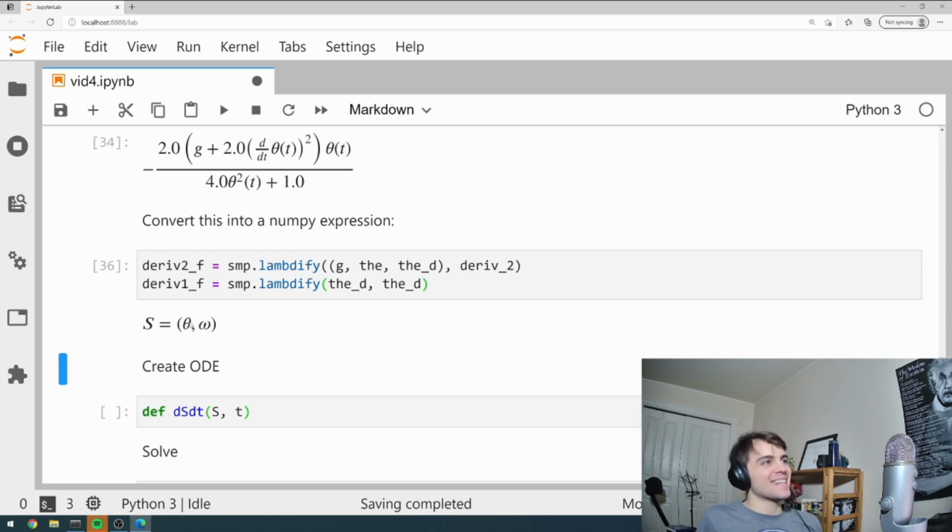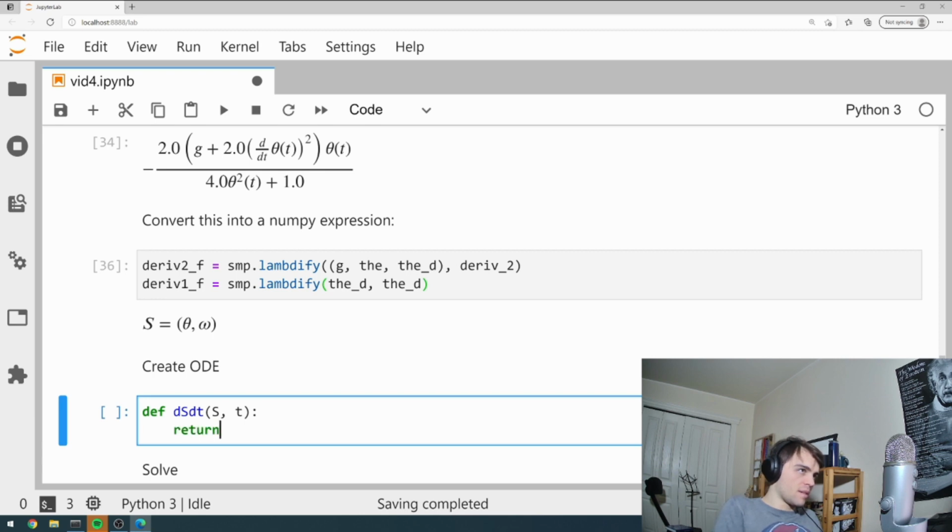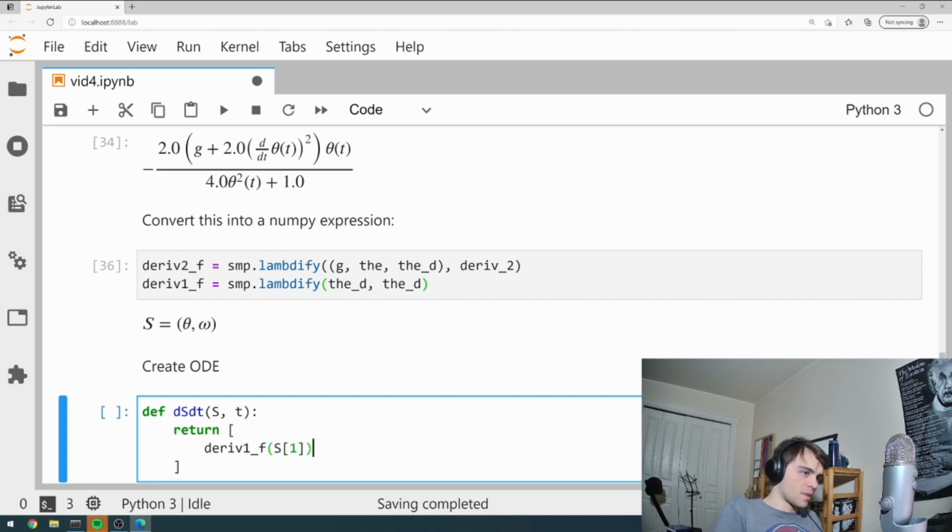And it has to take in s itself and return the derivative, ds dt, which is d theta dt and d omega dt. So it has to return a vector, and it returns derive 1f. This right here is d theta dt. And what's it doing? Well, s1, that's omega. So we're saying d theta dt is equal to omega, right? That's very simple. We have two things. I take the derivative, d theta dt is equal to omega by definition.